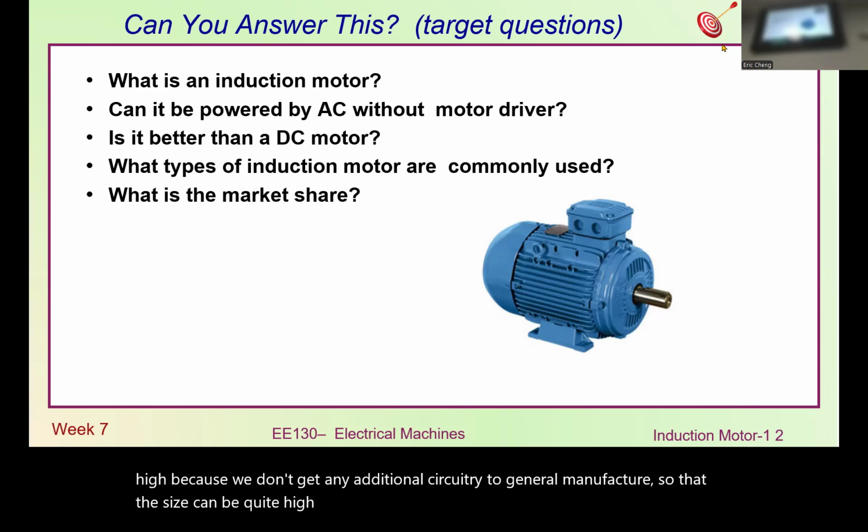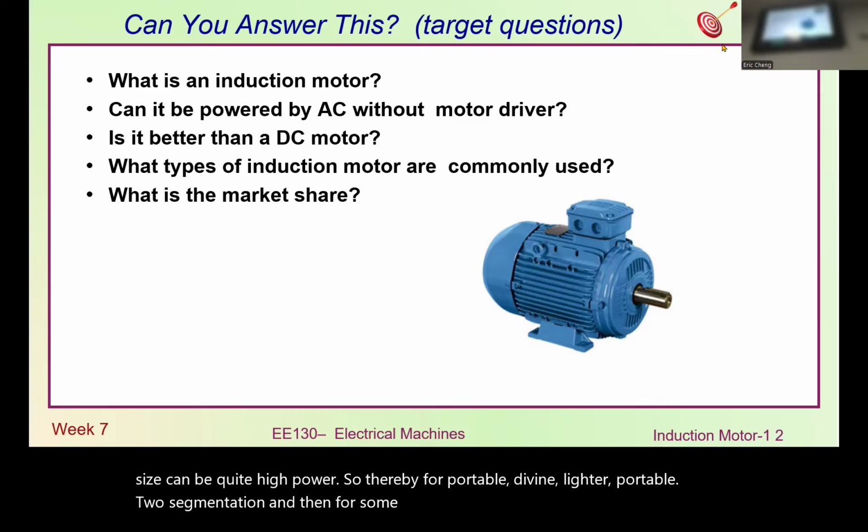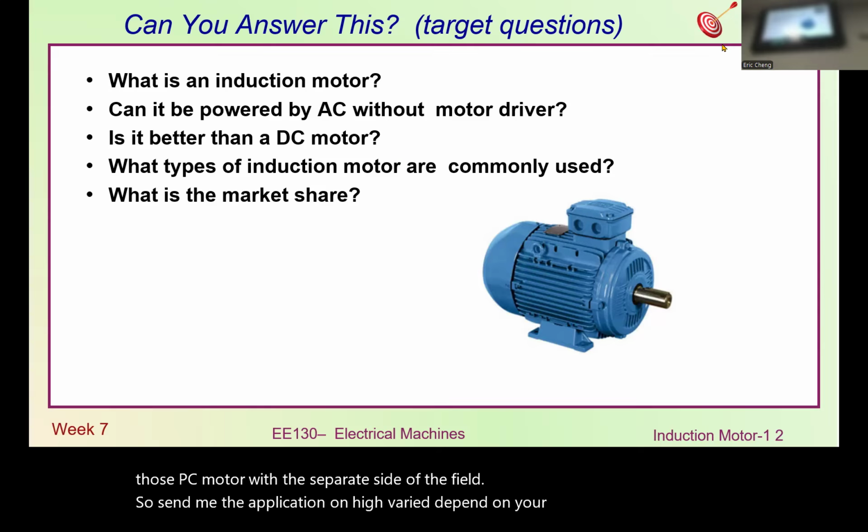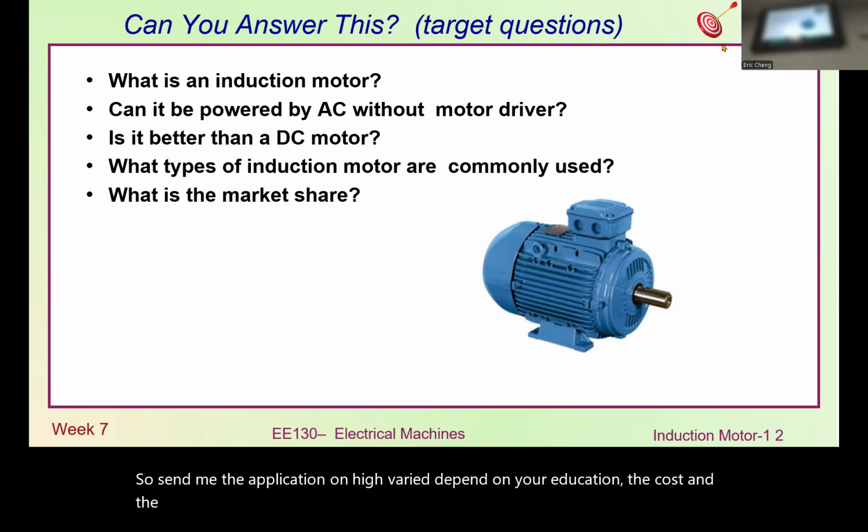So that's why for portable devices, like portable power tools, we can use it. And then for some stationary tools, you can use an AC motor or a DC motor with a separate side field. So that means the applications are quite varied, depending on your application, the cost, and the market availability. It's hard to say which is better than which one, but they're all widely available.